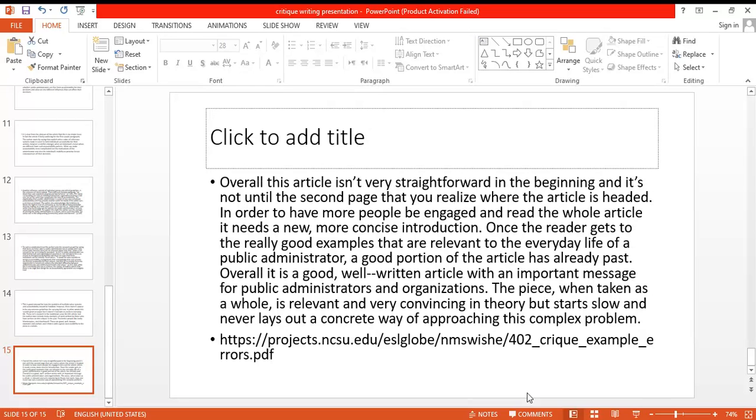And then in the last paragraph, you give your overall assessment of the article. Overall, this is not straightforward in the beginning, and you don't realize until the second page where it is headed. But overall, it's a well written article and it gives an important message. As a whole, it is relevant and convincing. So this is an example of a critique.